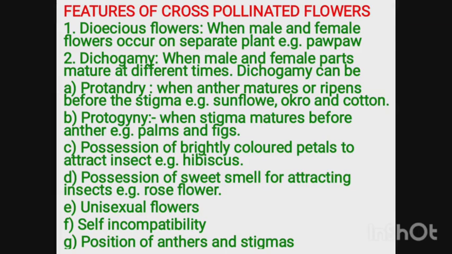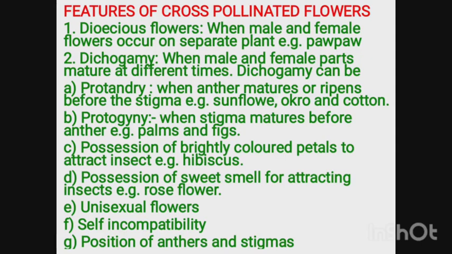Also, another feature you can use to know that this is a cross-pollinated flower is that they possess brightly colored petals to attract insects. The petals are always brightly colored, and they are what make those plants look so beautiful. Some can be bright red, some bright white, some bright golden yellow, and others. Those petals attract insects for pollination. Those are features of a cross-pollinated flower.